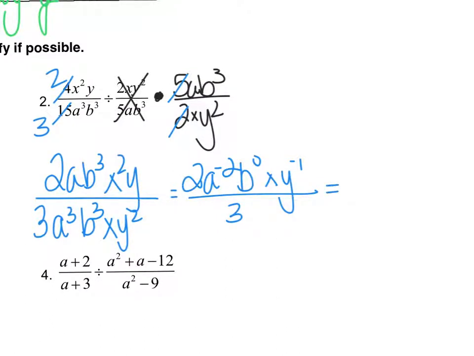Okay, anything with a negative exponent, we just go ahead and bring it down. This is just going to be equal to 1. Remember that that's multiplication, so we basically just ignore it. So we have 2x over 3a to the second, y to the first.